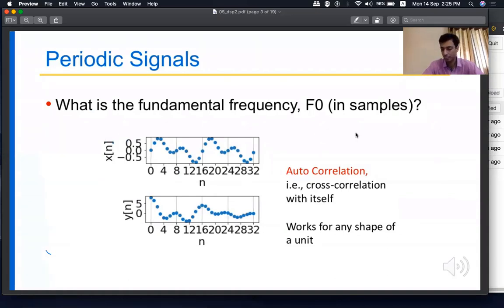So you know T naught is 10. And what is F naught?